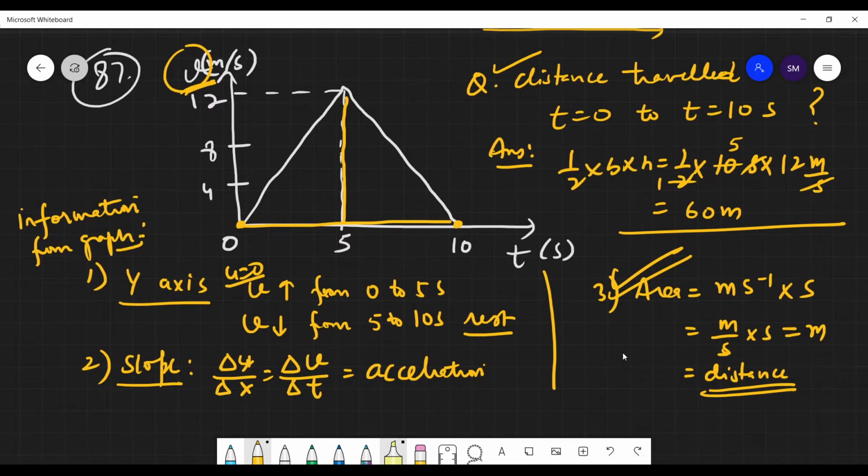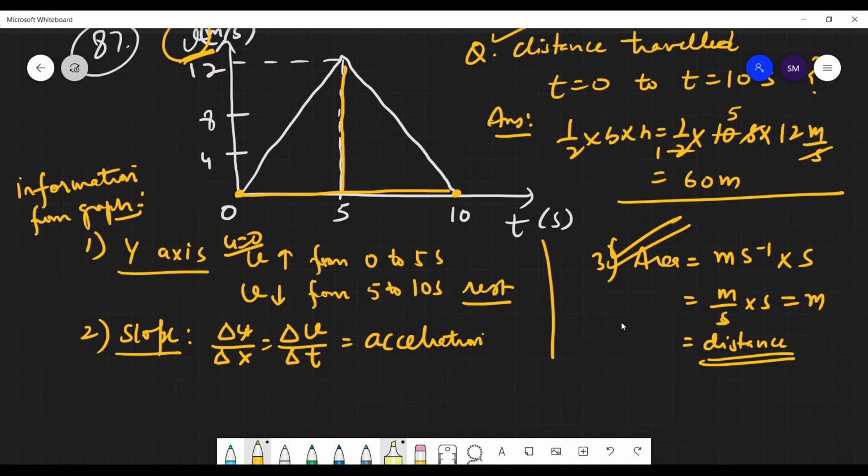It's a similar kind of question. The velocity time graph is given to you, same, question number 94. Same graph is there, students. Some values are changed. Like in this graph, instead of 12, here I have 20. That's the change.